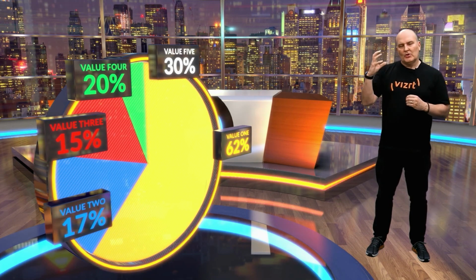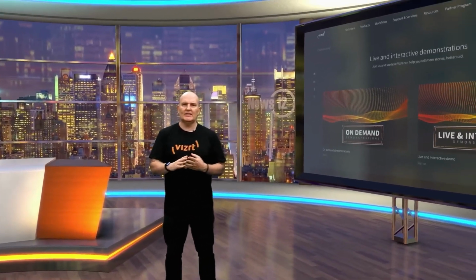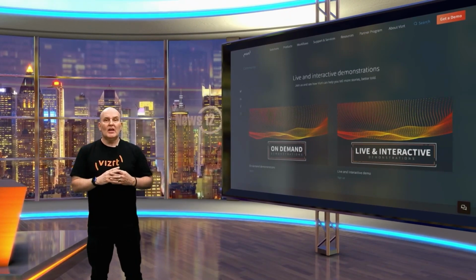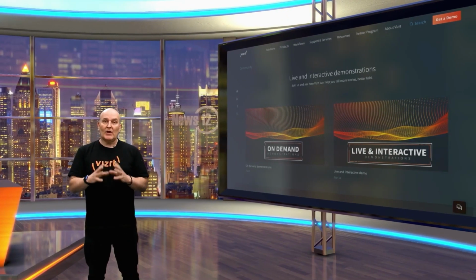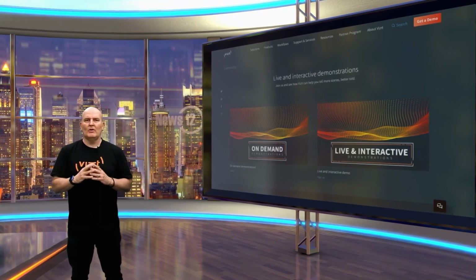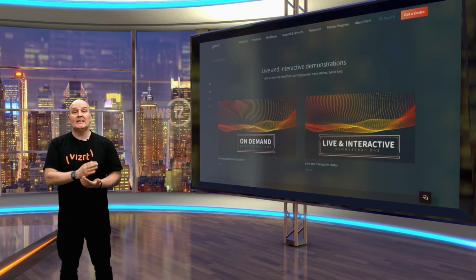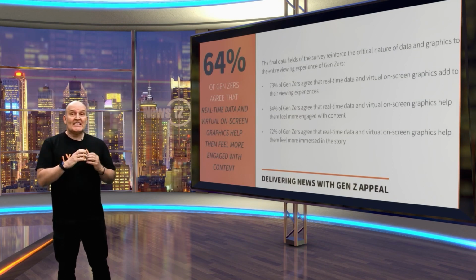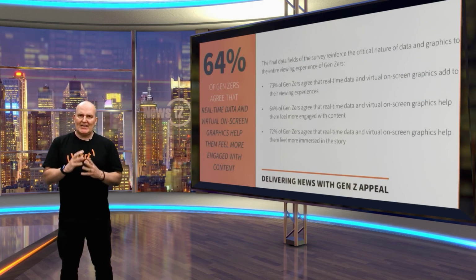So let's lose the pie chart and come back to our screen, because as I was saying before about the screen, you could have a website, an NDI source, or you can have an image. And we just took a screen grab of a new survey that's just come out that is talking about Gen Z and how they engage with content. So let's have a look. 64% of Gen Zers say that they feel more engaged with content when it has some sort of graphic or virtual graphic element within the content.